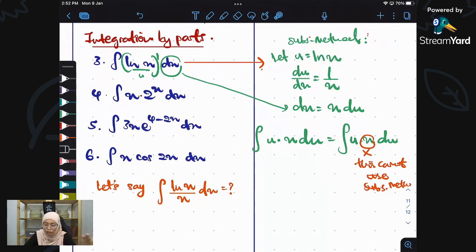Tak ada kan? So x ni macam mana? Macam mana nak hilangkan x? So no way to hilangkan x. So it means that substitution method cannot be used. Therefore we use by parts.